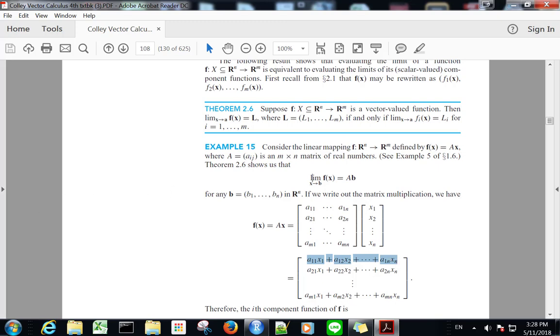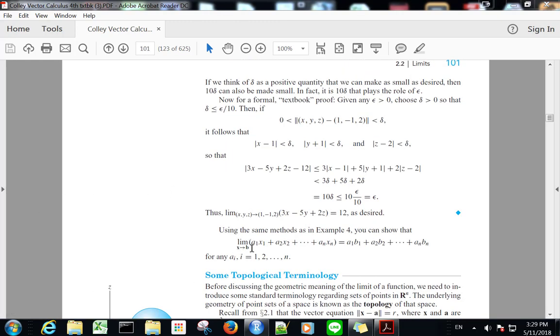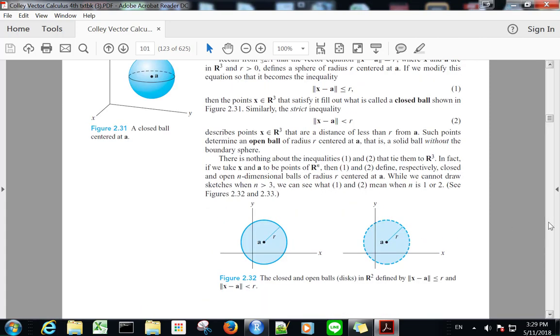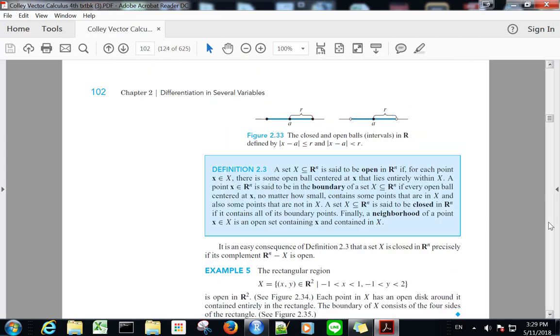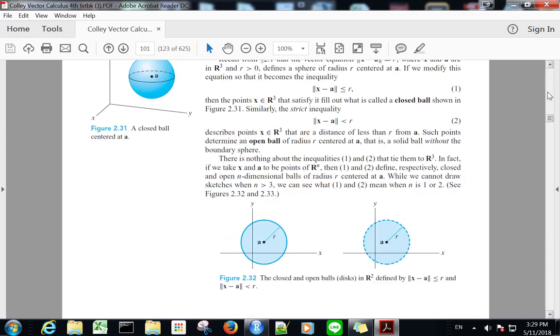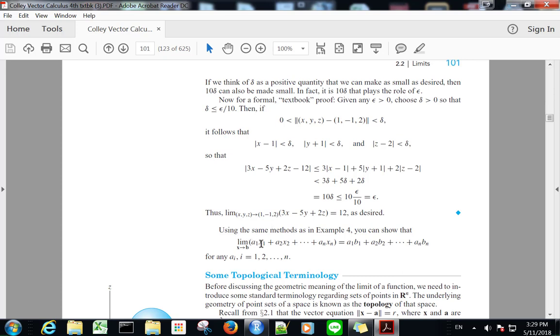Let's go back and see where that was. So this was here. This was pretty long ago, actually. This was before we talked about these balls and boundaries and all that. Before that, we did this, that the limit of a linear function in x, this is like a linear function in the vector x, you can just dump in the various components of b into there.